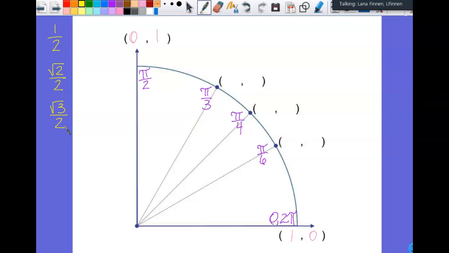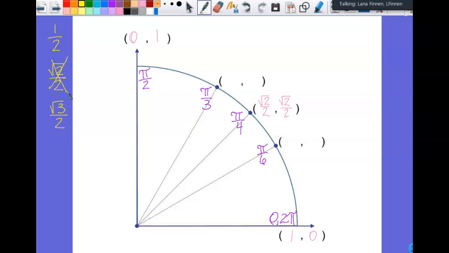So which one of these 3 special angles has an x and a y value that are the same? Yes, but which angle? The pi fourths, the 45, and it is the square root of 2 over 2. So I can put that in here. At pi fourths, this is square root of 2 over 2, square root of 2 over 2. Look, the one that has all the 2's in it goes with the 4's, the fourths angles.